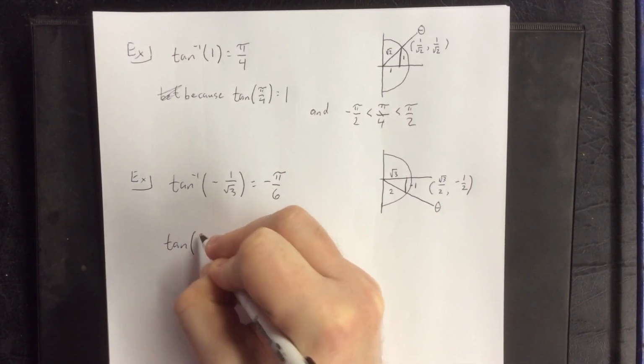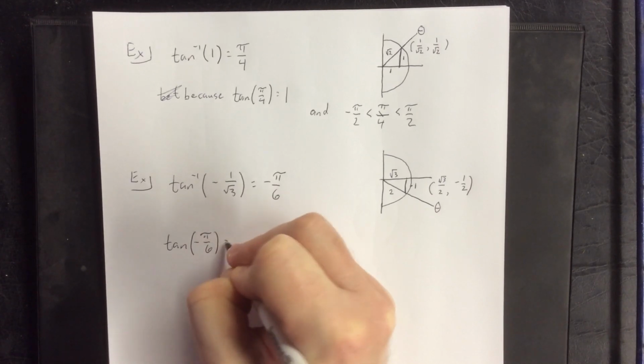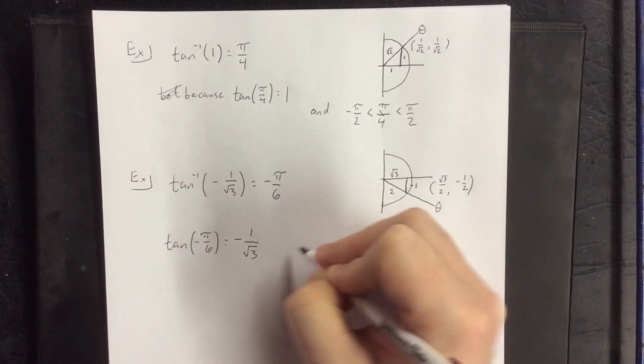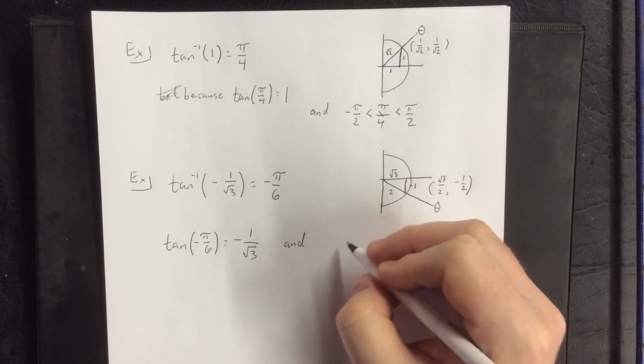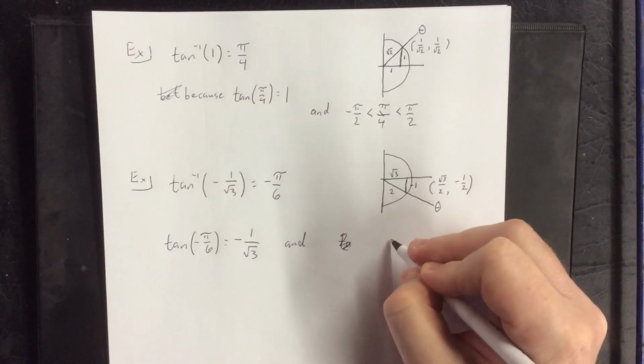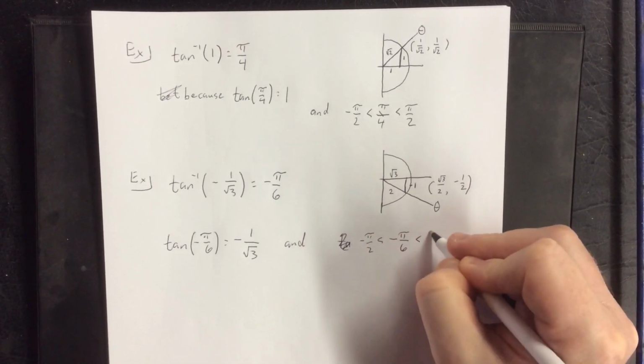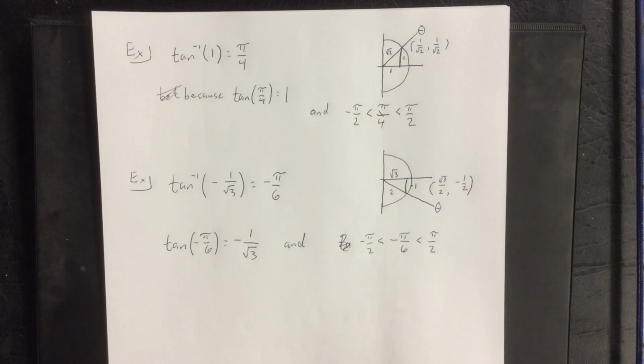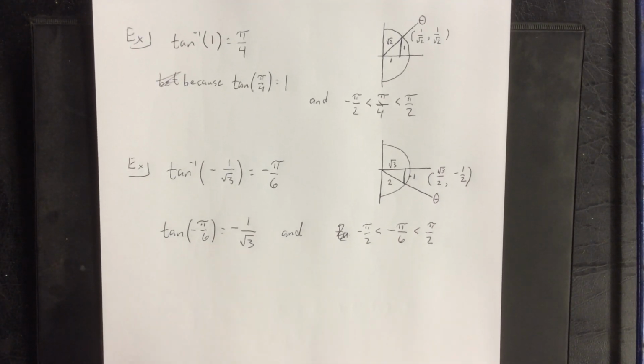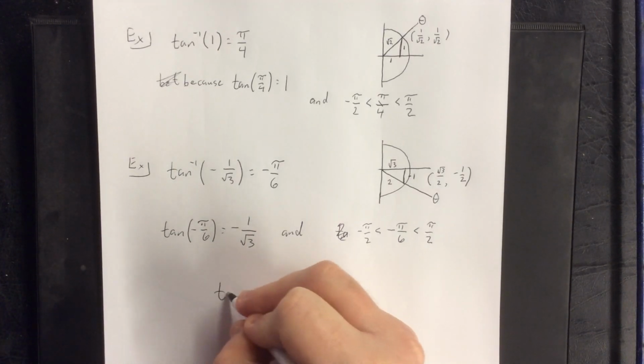This is due to the fact that the tangent of -pi over 6 is equal to the desired ratio, -1 over the square root of 3, and -pi over 6 is within the appropriate angle restriction of -pi over 2 to +pi over 2. Now, because the domain of the inverse tangent function is all real numbers, you could literally input anything to the inverse tangent function and you will get an answer.